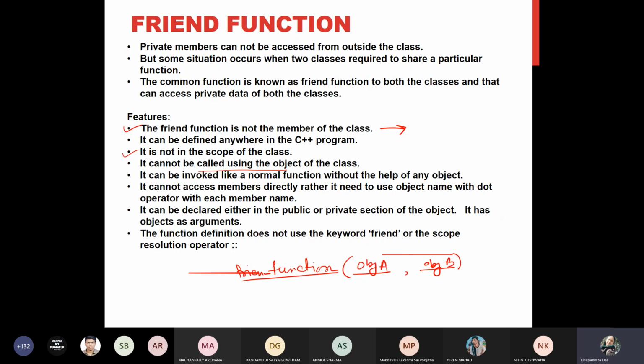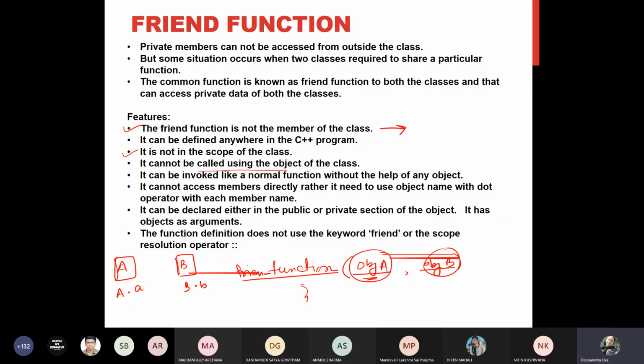So this is how it accesses. If you pass the object of A and the object of B, say these are two classes, one is class A and one is class B, and its objects are A and B, and if you pass them, they can directly call their private data members. Within this function, you can directly access them using the dot operator.